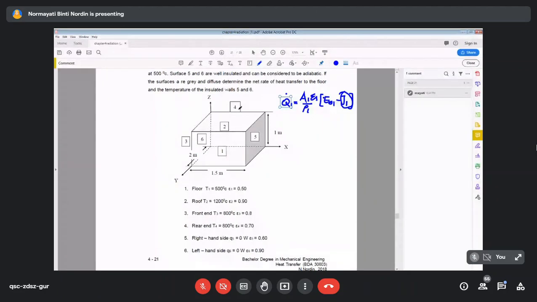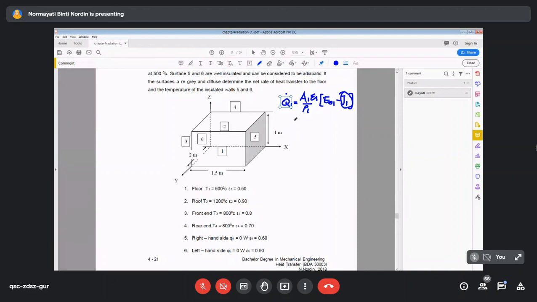And you have the right and left hand sides, Q5 and Q6. Both have a heat transfer rate of 0 because both surfaces are insulated. The emissivities for both surfaces are also given, 0.6 and 0.9. This is how the chamber has been split into several zones or surfaces for you to solve.